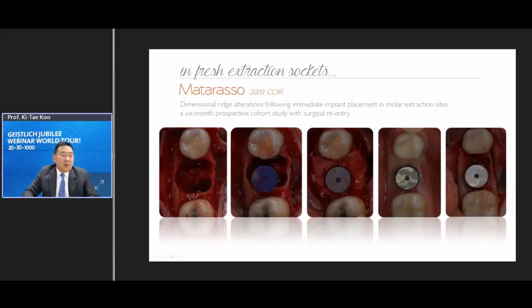What they did was they placed an implant that was standardized in dimension and length, and they placed it in the septum. So they atraumatically extracted the tooth and debrided the area very thoroughly, and they placed the implant in the middle at the septum.